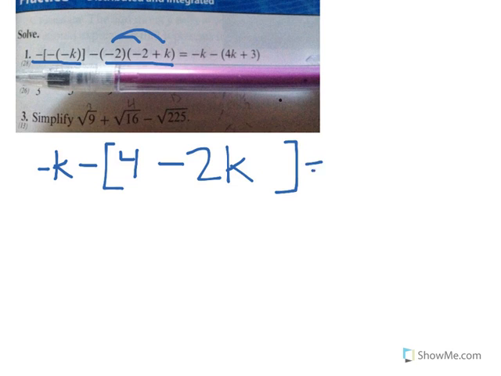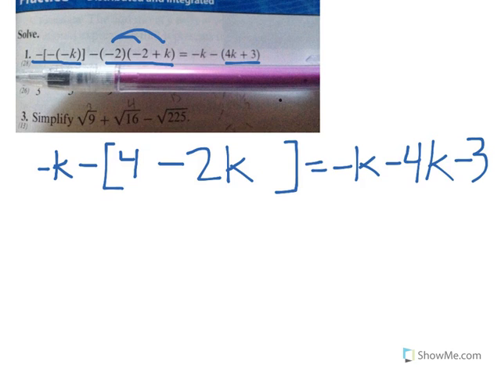Okay, let's look at the other side. Well, now I've got negative k. Go ahead and write that down. Minus this whole quantity, 4k plus 3. So I'm going to subtract 4k, and then I'm going to subtract positive 3. So if I get rid of those parentheses, that's what I end up with. Negative k minus 4k minus 3.